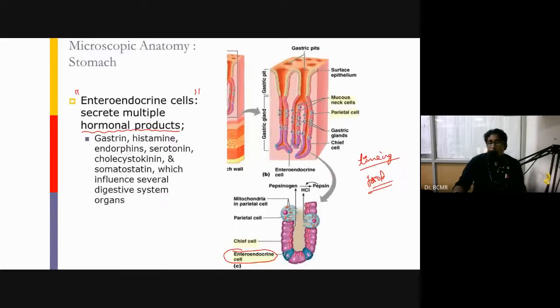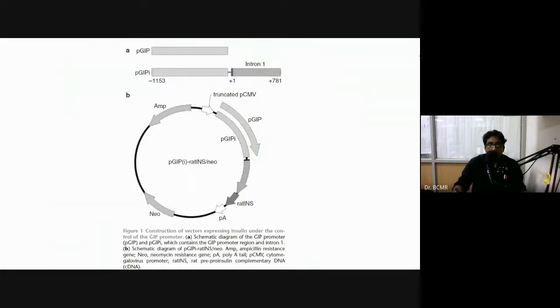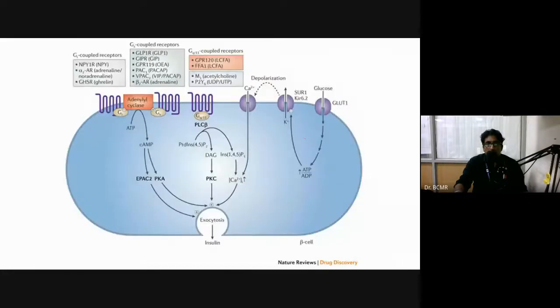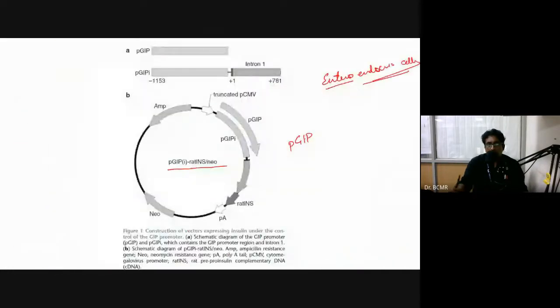So what these people have tried to do is choose the enteroendocrine cells. They made a recombinant plasmid like this, which has GIP. Give me one second. I thought I had a slide about those things. We will see if I have to repeat.